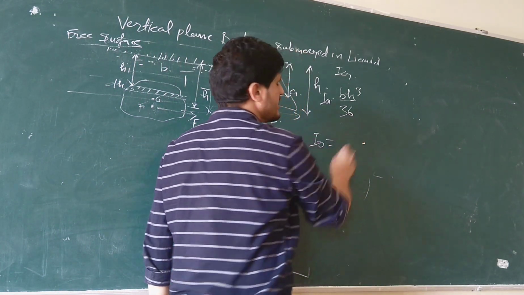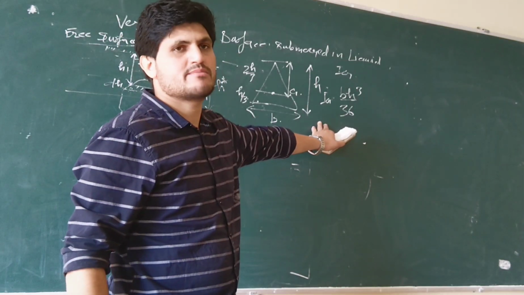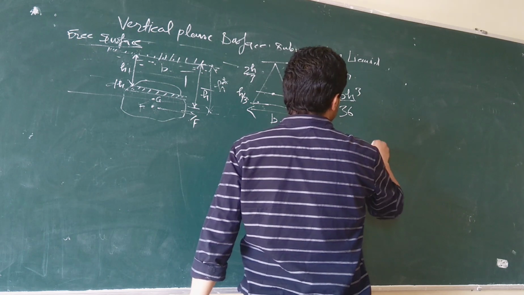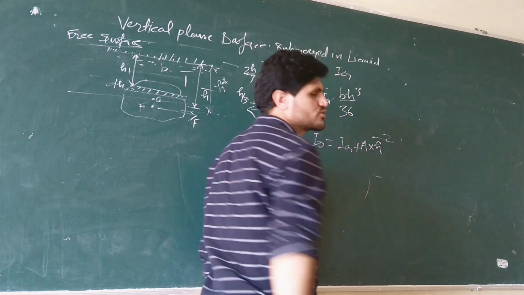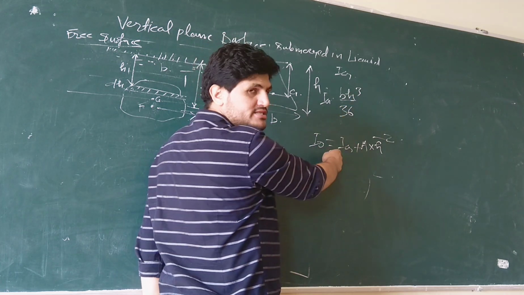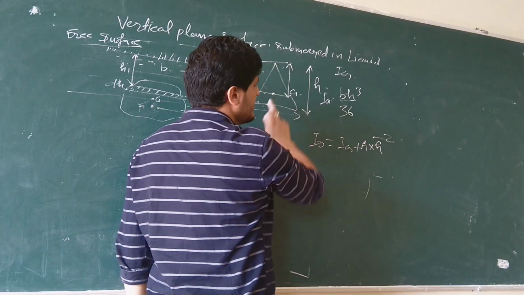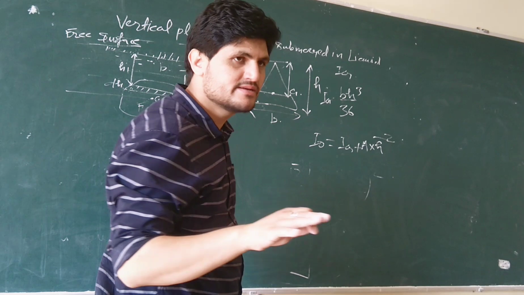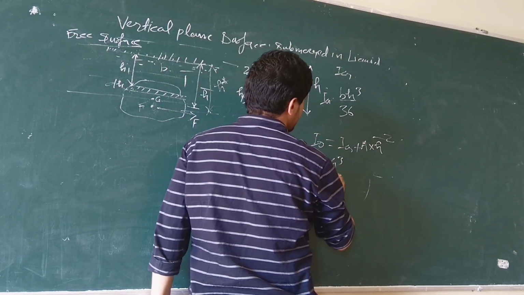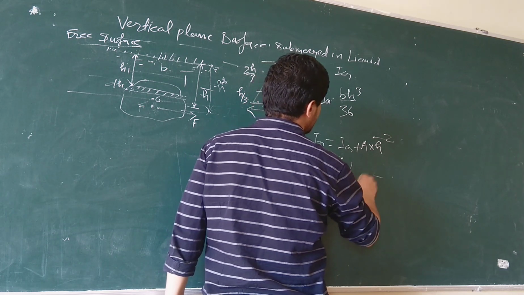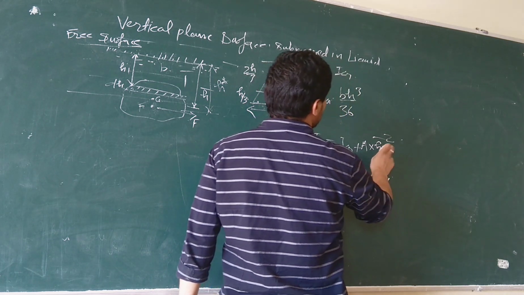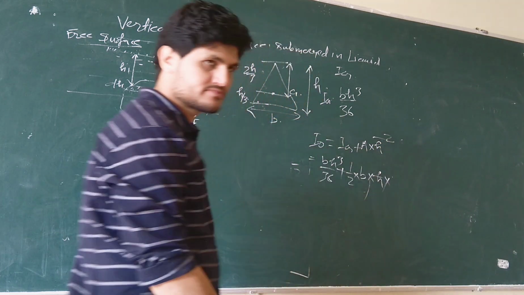We will calculate I naught. First we will apply the parallel axis theorem here. So I naught will be equal to Ig plus A into h bar square, right? So I can put the value of Ig, bh cube by 36 here, plus what will be the area? Area is half of base into height. So bh cube by 36 plus half of base b into h, multiplied by what is h bar square?